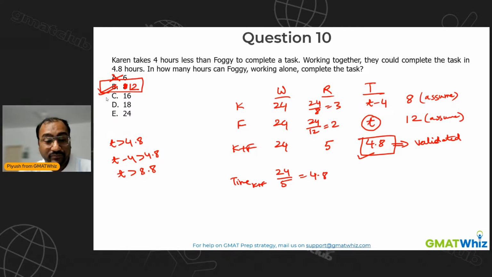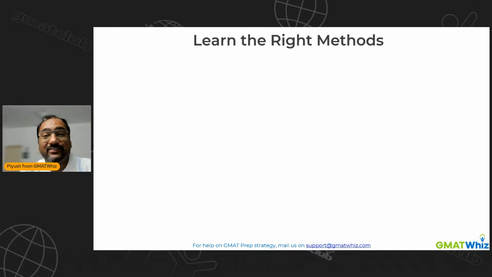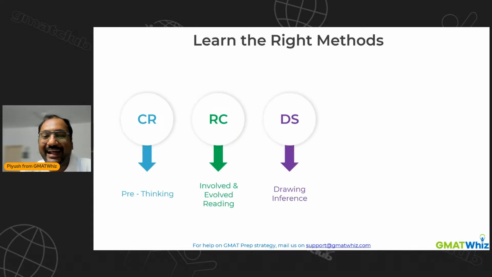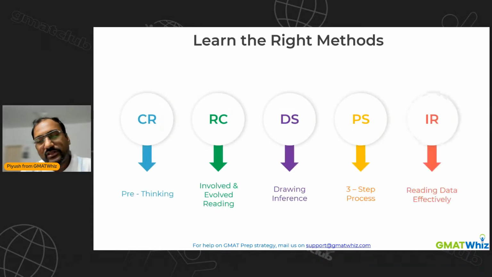Okay, guys. So summarizing the entire discussion, it still went to an hour. I wanted to keep it shorter than that. Learning the right methods is the key. Some of these methods, again, I've shown you. Some of these methods I've written on the screen.